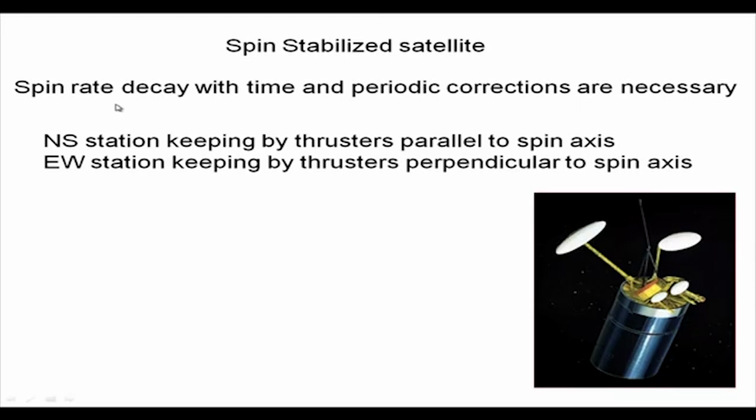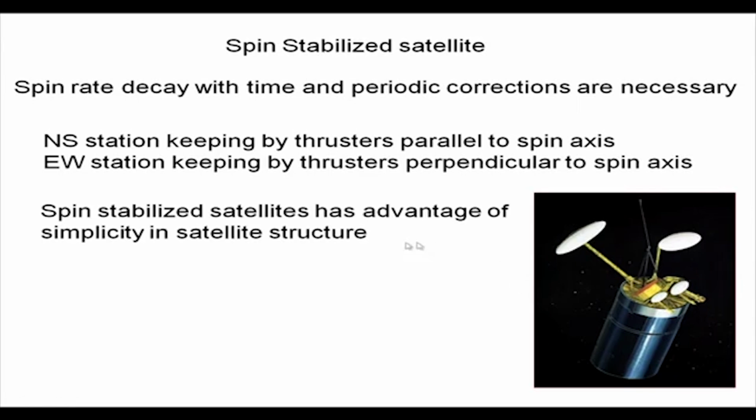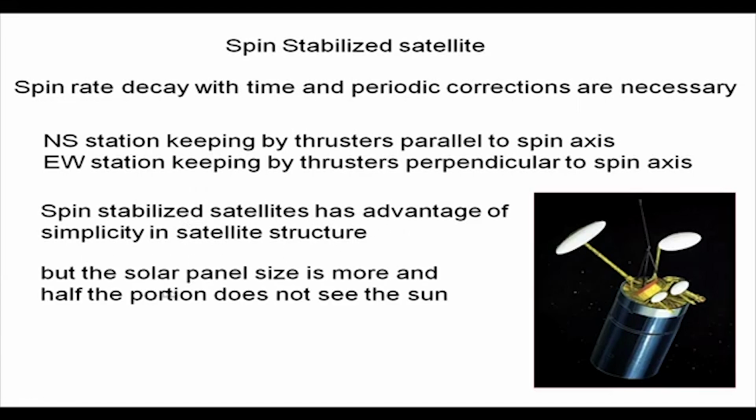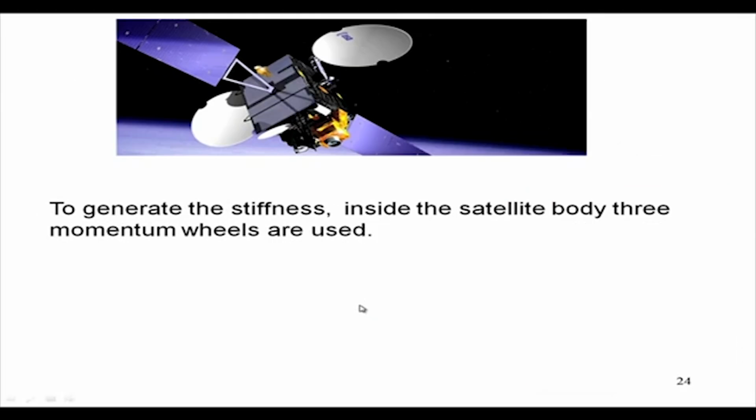Now, in this, the spin rate can decay with time, and periodic corrections may be necessary. The north-south station keeping is done by the thrusters which are parallel to the spin axis, that is, you can see the toppling of that, and east-west station keeping is done by thrusters perpendicular to the spin axis. Spin stabilized satellites have the advantage of simplicity, but have the problem that the solar panel size is more, and half of the solar panel does not see the sun at a time.